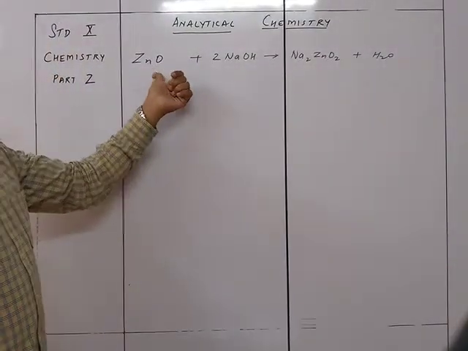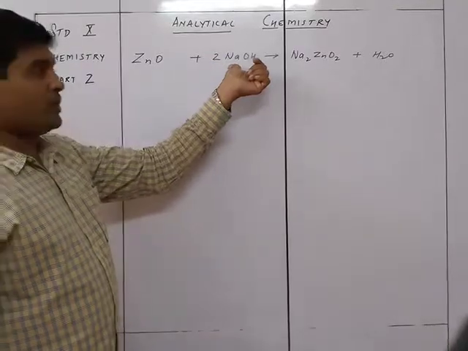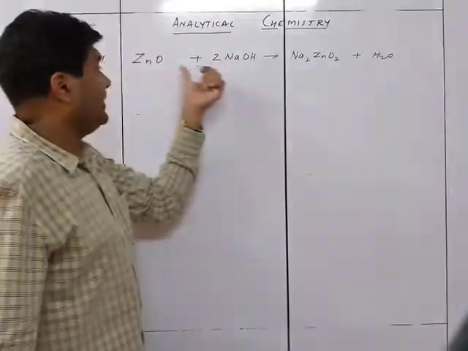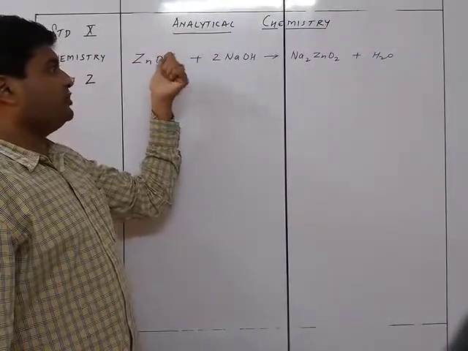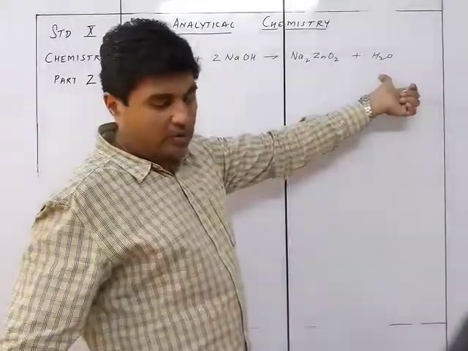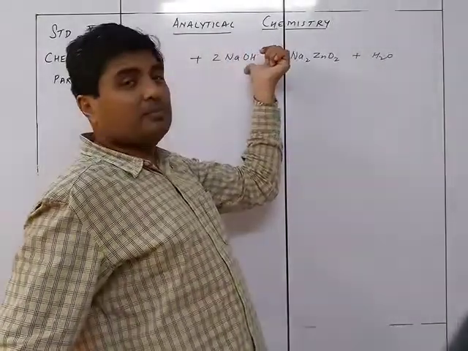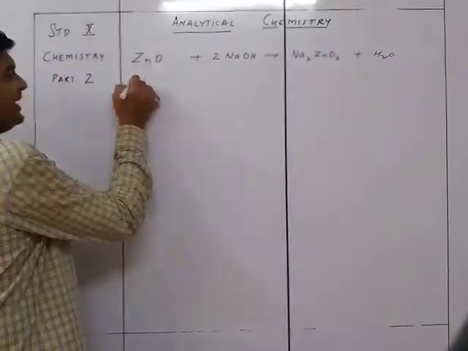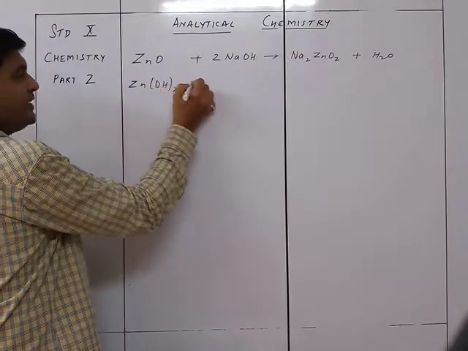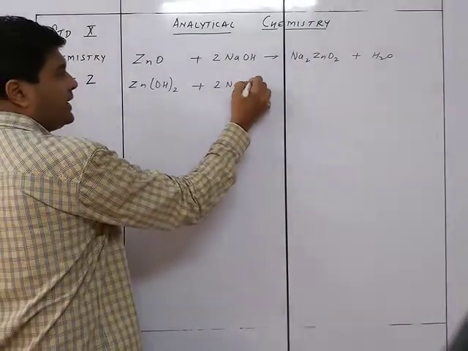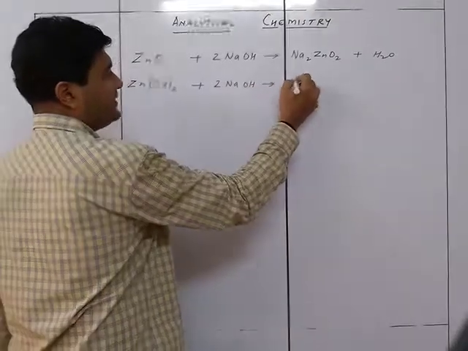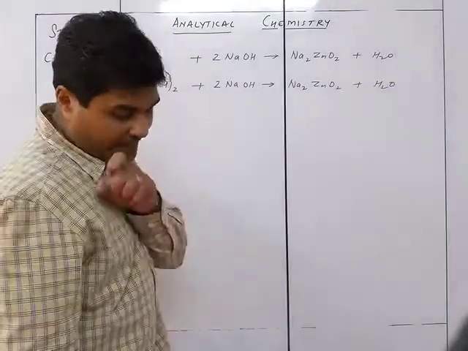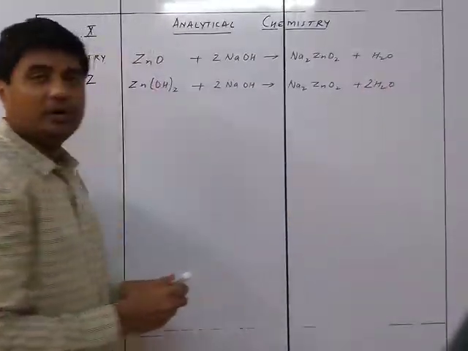So zinc oxide with sodium hydroxide is going to give sodium zincate plus water. So this is amphoteric oxide with base giving salt plus water. Amphoteric hydroxide or oxide with the alkali gives me salt plus water. Same way, if I take Zn(OH)2 with 2NaOH, it is going to give me the same reaction, Na2ZnO2 plus 2H2O. Only the balancing changes to 2H2O. That's the only difference over here.